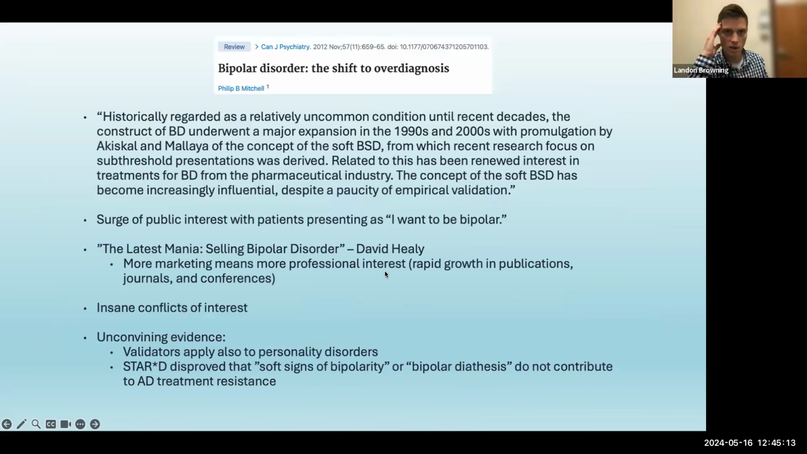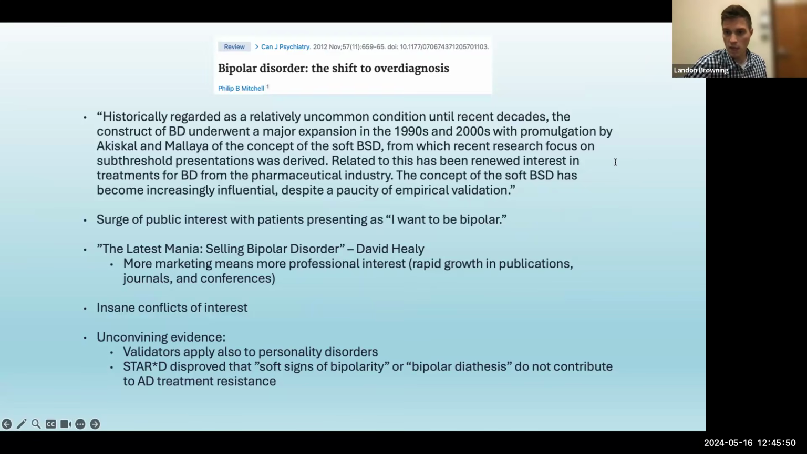Another paper, so Philip Mitchell, an Australian psychiatrist and bipolar researcher, publishes an extensive report saying the dramatic surge of public interest has led increasingly to patients not infrequently presenting with the request, "I want to be bipolar." He makes the point, "Concern that bipolar disorder was becoming overdiagnosed first arose more than a decade ago. Few others voiced public disquiet at that time, but the dissenting community began to gather strong momentum in 2006." In that year, David Healy wrote The Latest Mania: Selling Bipolar Disorder.